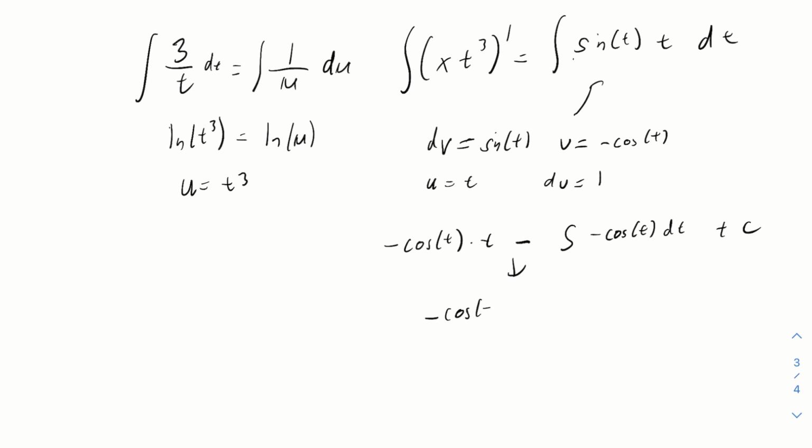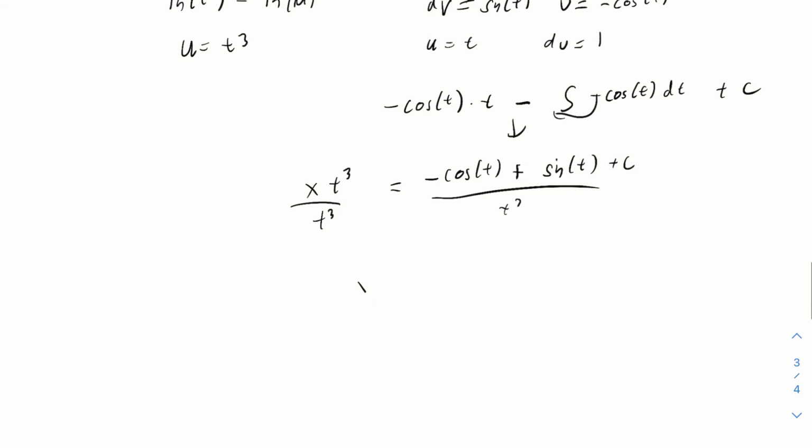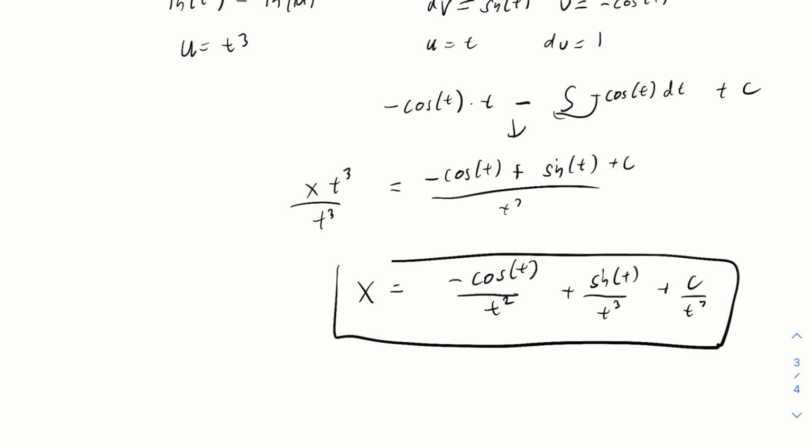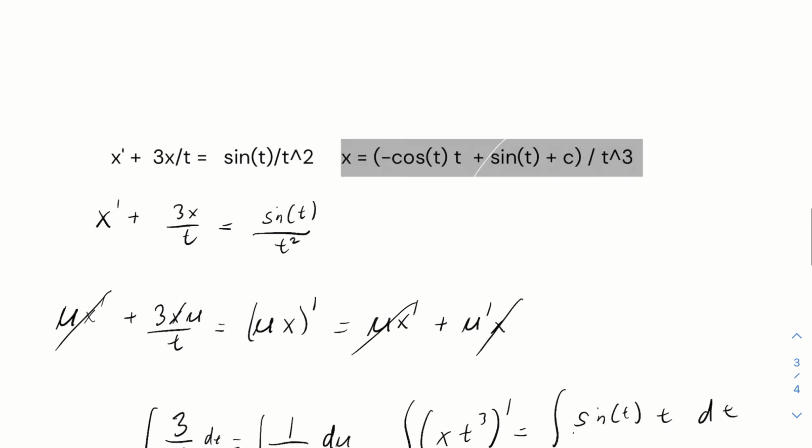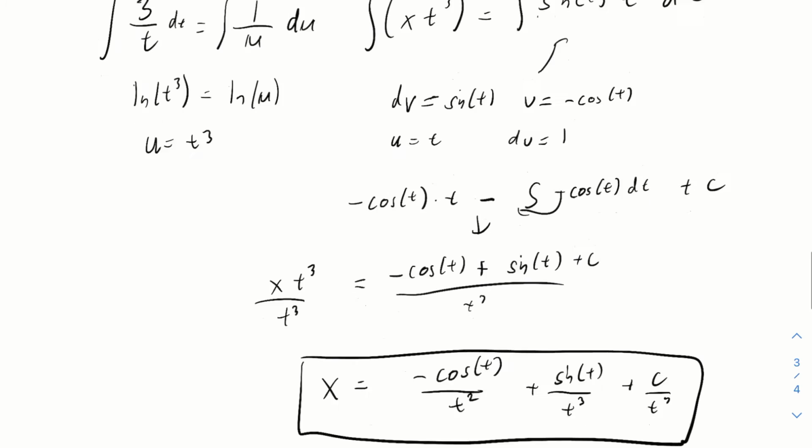Okay, and that's just going to be negative cosine of t times t plus sine of t, plus c, and we're going to set that equal to x t cubed. Dividing by t cubed, we get x equals negative cosine of t over t squared plus sine of t over t cubed plus c over t cubed. And if we look at the answer, that's exactly what we have.